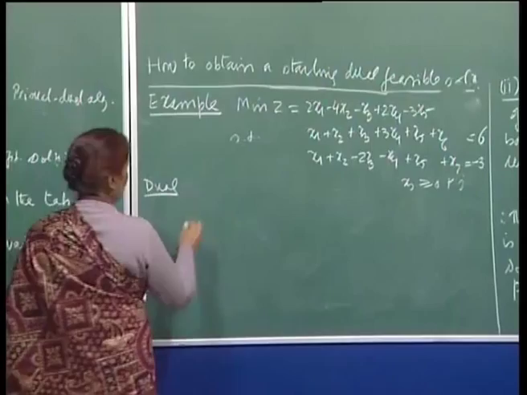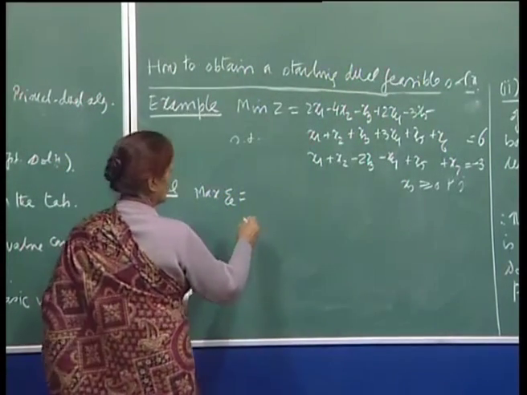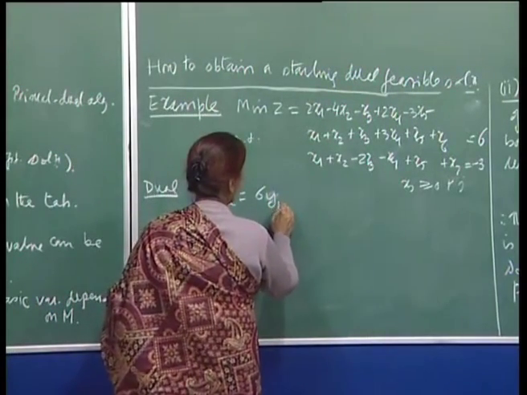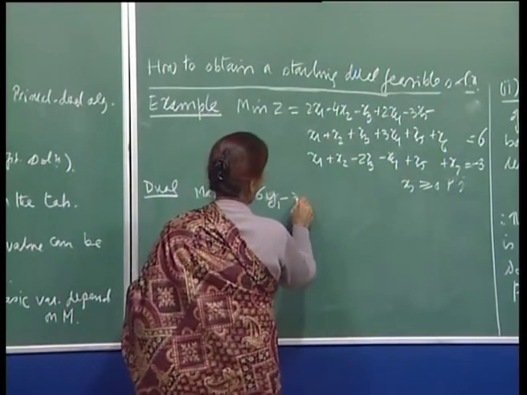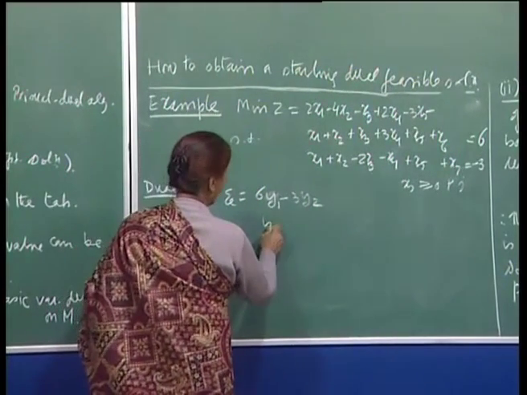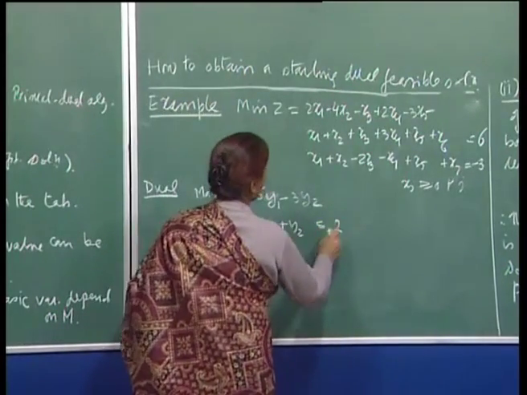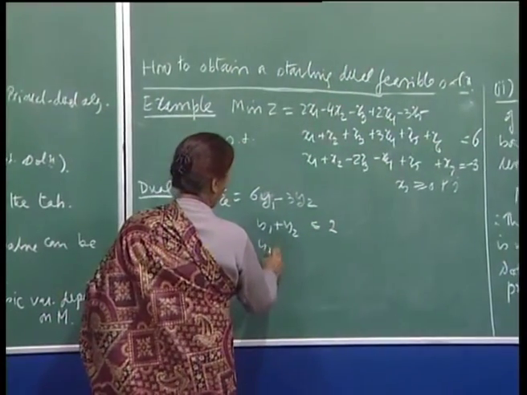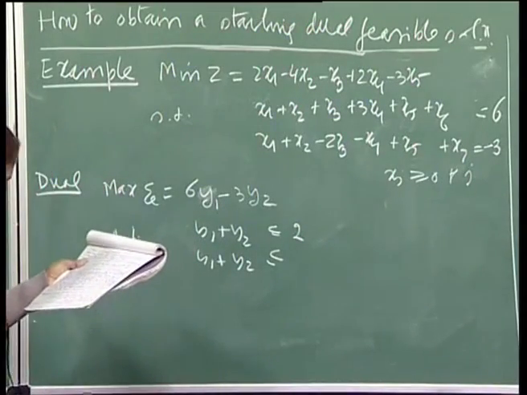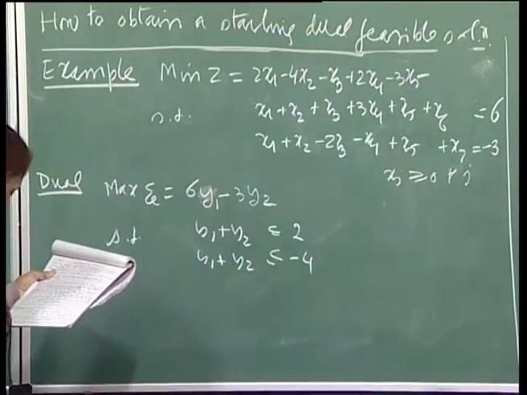The dual would be: maximize psi equal to 6y1 minus 3y2, subject to y1 plus y2 less than or equal to 2, y1 plus y2 less than or equal to minus 4.